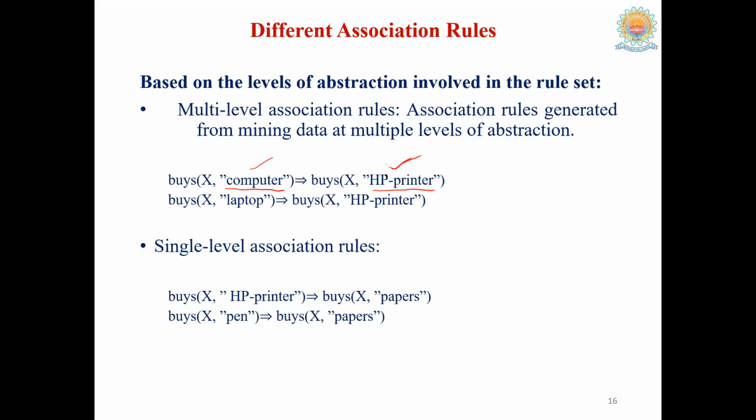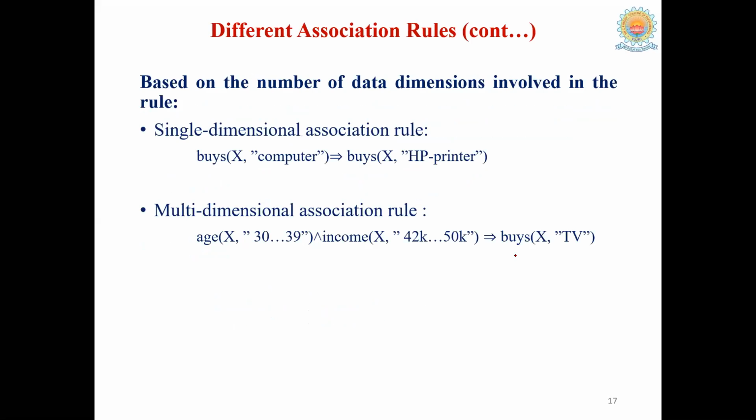If an association rule consists of item sets from multiple levels of abstraction, those kinds of rules are referred to as multi-level association rules, whereas the rules which consist of items from a single level of abstraction are called single level association rules. This belongs to the concept of concept hierarchy.